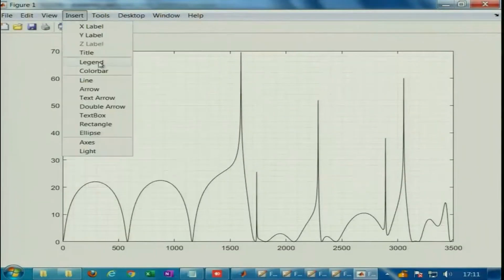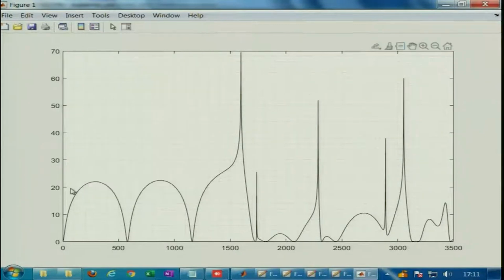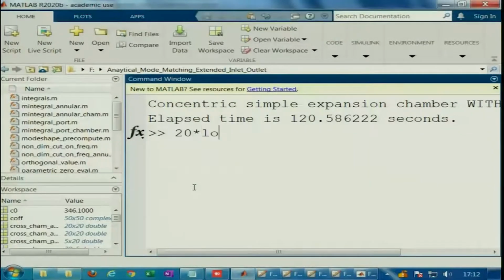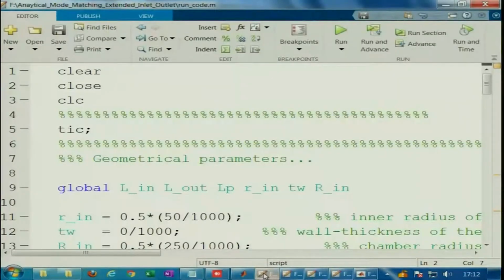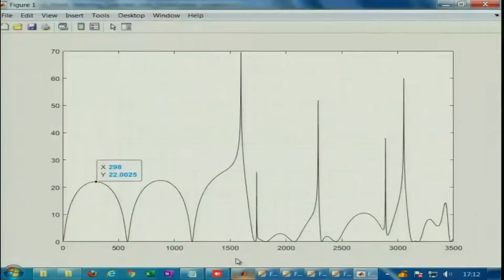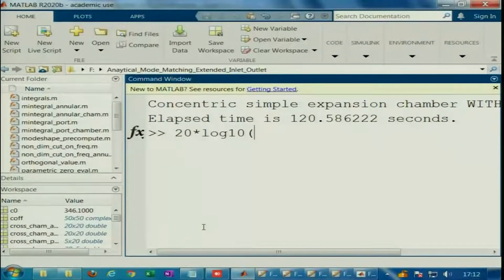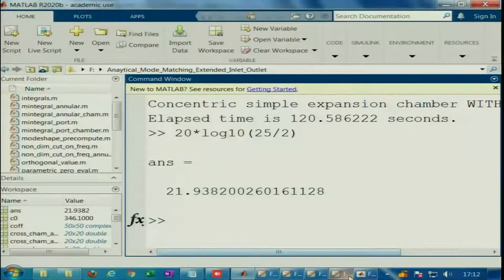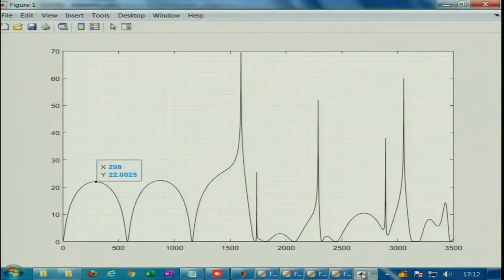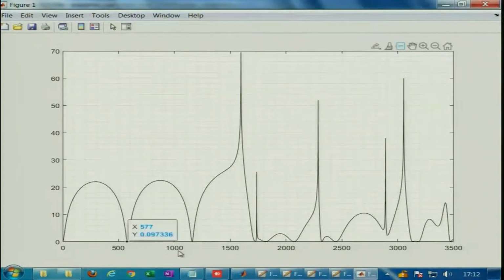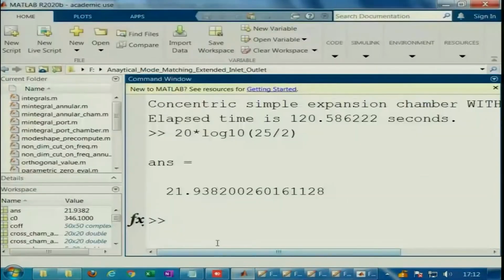Now, let us have a look at the maximum transmission loss that you are able to get. Okay. So, what is it that you are getting? 22, and the formula says, you remember the initial lectures, m by 2. So, m is 25, because 250 by 50 or 125 by 25. So, 5 square is 25 and 25 by 2, you will get 21.93, and let us see what we are getting, and 22.005 is very close. Okay, and you are getting a trough exactly at 579 hertz, very close.